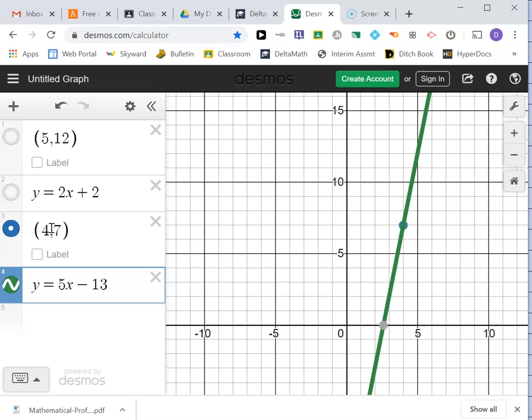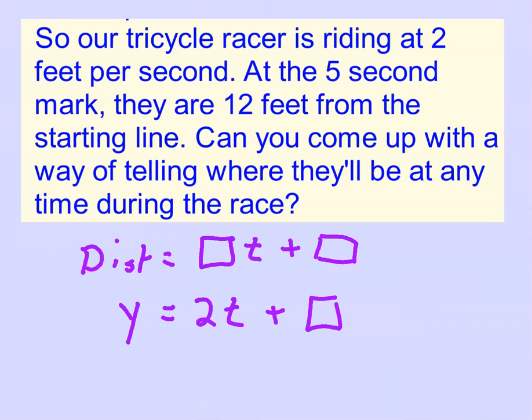Well, that works, but that's going to be a real pain, especially if somebody says, hey, guess what? The person's actually going at 4.5, and then at 19 seconds they were 82 feet from the starting line. Good grief, I don't want to mess with a graph on that unless I have to. So here's what I'm going to do. I'm going to take you back to something that you've done before and remind you about that skill, and then use that skill later on.